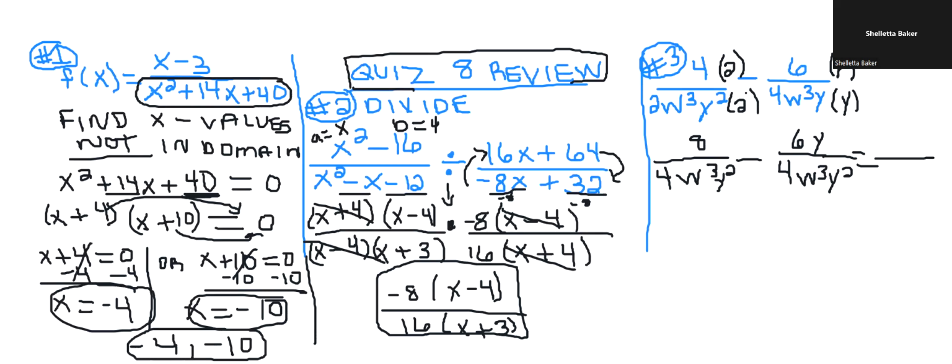So 4w³ y squared will remain in the denominator. And then we'd subtract, 8 minus 6y in the numerator. This is our solution.